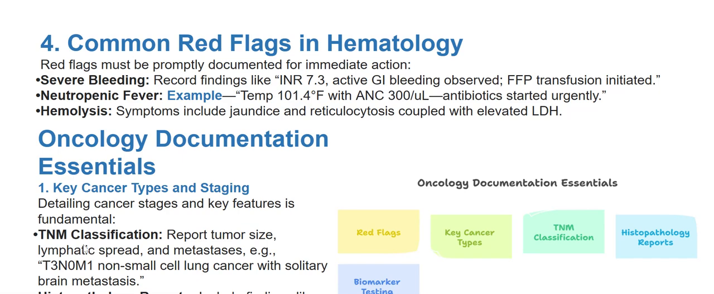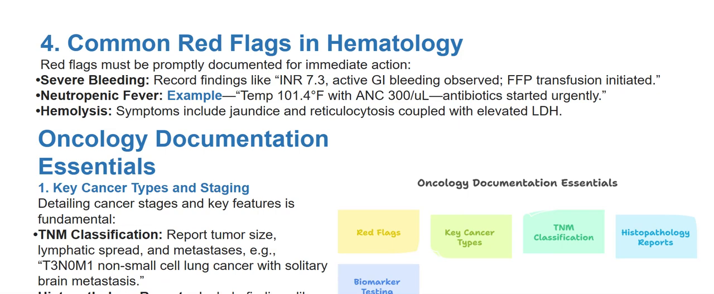TNM classification. T for tumor, N for lymph nodes, and M for metastasis. Now, report tumor size, lymphatic spread, and metastasis. For example, T3N0M1, non-small cell lung cancer with solitary brain metastasis.